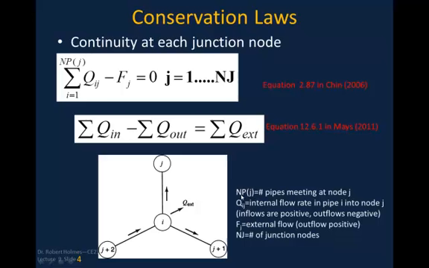In terms of the nomenclature here, NPJ is the number of pipes meeting at node J. Qij is the internal flow rate in pipe I into node J. Inflows are positive, outflows are negative. To follow the nomenclature of Chin, we continue with FJ being an external flow, where outflow is positive, being the external flow out away from the pipe system. And then NJ is equal to the number of junction nodes. So this I here is a junction node, the little circle right here.